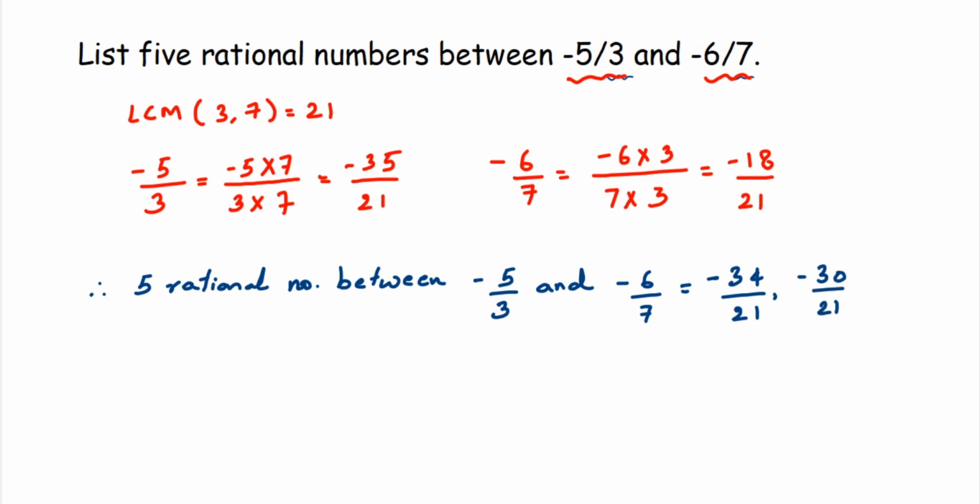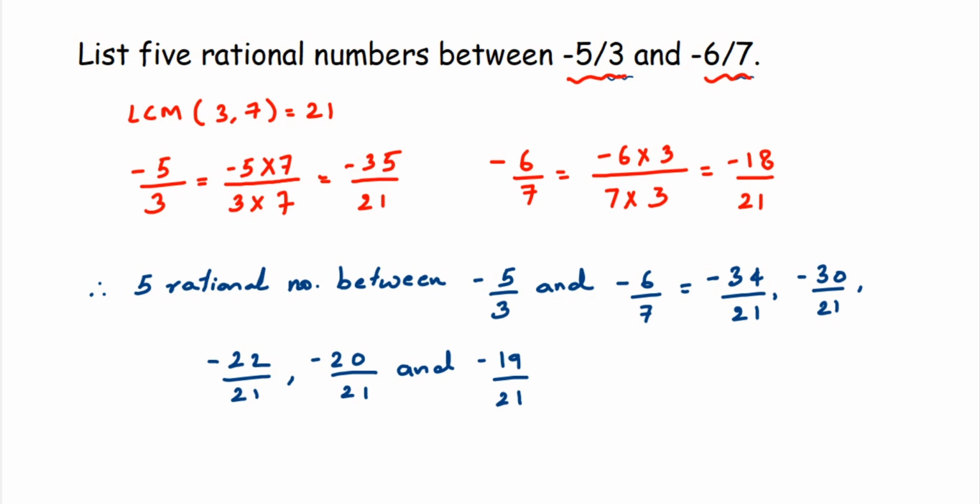You can pick any 5, and your answer will be correct. And then we can take minus 22 over 21. Then don't include minus 35 and minus 18. We have to exclude these two numbers. Between these two numbers we have to take. Then we can take minus 20 over 21, and the last one will be minus 19 over 21. So make sure that the number lies between these two.